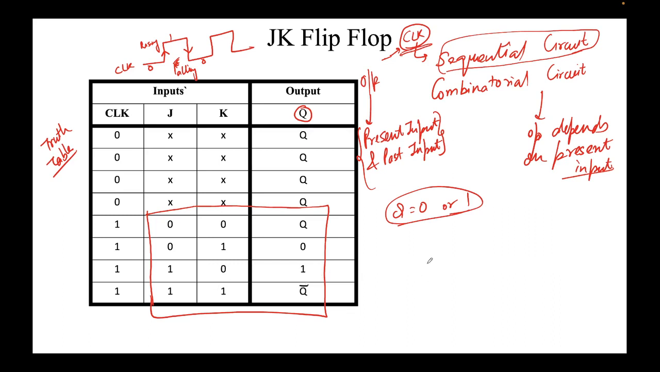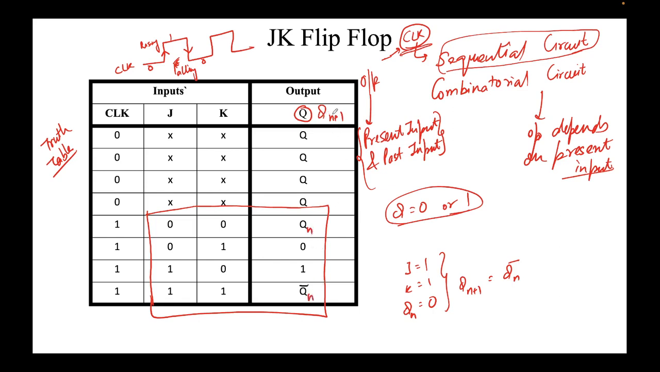So for instance, let's say J is equal to 1, K is equal to 1, and let's say Q's value was 0. We denote it as Qn. This means the previous value of Q. Now we know that when J is 1 and K is 1, Qn+1, which means the new value of Q, will be nothing but Qn bar. So when J is equal to 1 and K is equal to 1, Qn+1 is equal to Qn bar. This is the next value of Q, this is Qn, this is Qn bar.